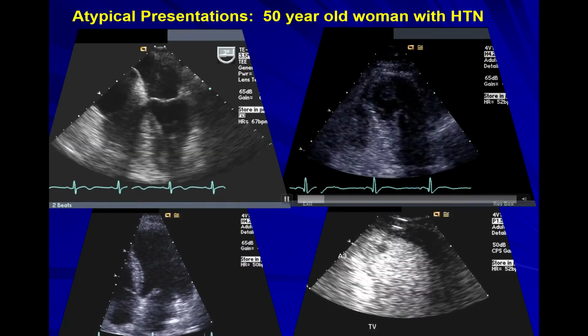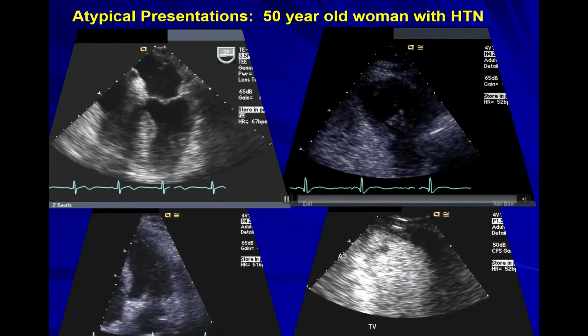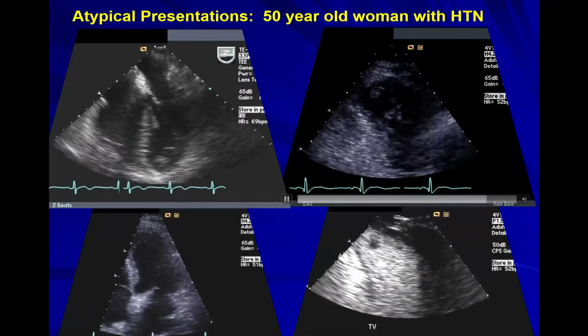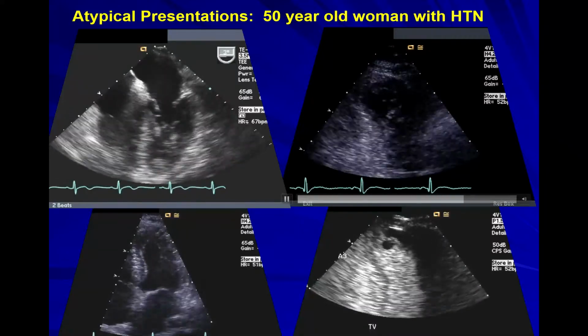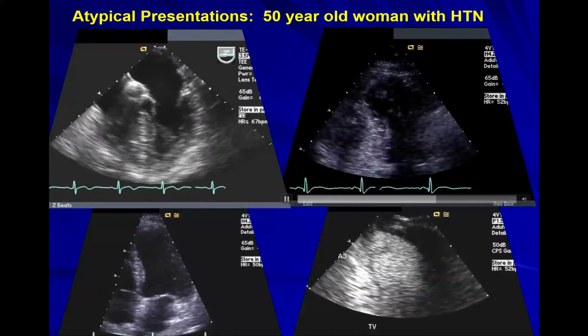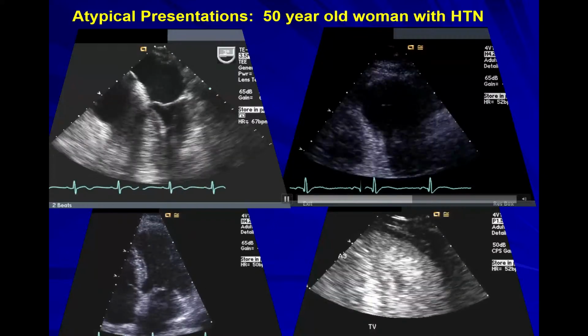So this is a 50-year-old woman. She got an echo for hypertension. You see her TEE images up on the left-hand panel and her transthoracic images on the right-hand panel. And you can see that there's something moving in the apex. The contrast shows it the best on the bottom right-hand panel. It looks like a homogeneous mass. It's small. It's near the apex.